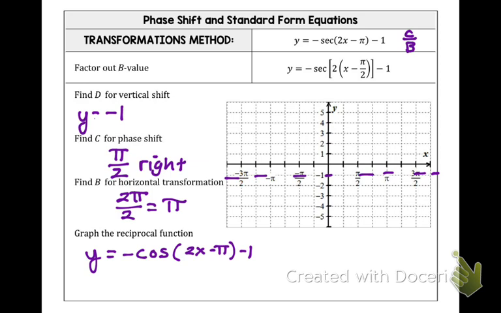Okay, so my starting point is at half a pi. I'm going to end at a full pi over, so 1.5, so 3/2. Halfway between those two numbers is a full pi. Halfway between 1/2 and 1 is 3/4 of a pi. Halfway between 1 and 1.5 is 5/4 of a pi.